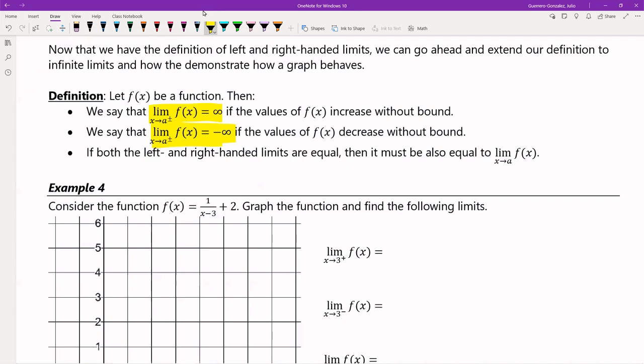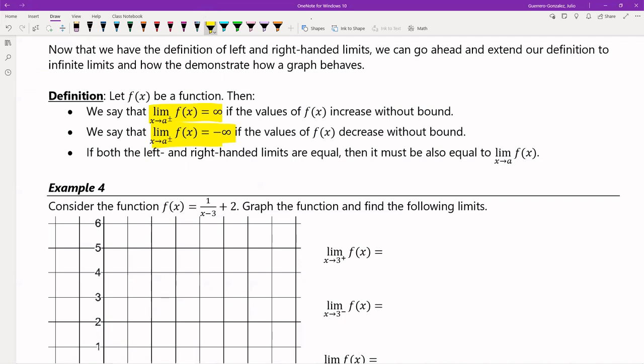Okay. For this definition, the same thing works out. So if both the left-hand limit and the right-hand limit go to positive infinity, then we say that the flat limit also goes to positive infinity, right? And if both the left and right-handed limits go to negative infinity, then we say that the flat limit goes to negative infinity as well. So the same thing sort of works out, okay?